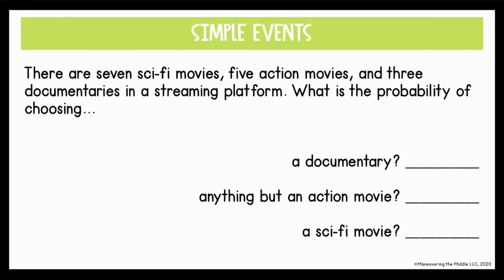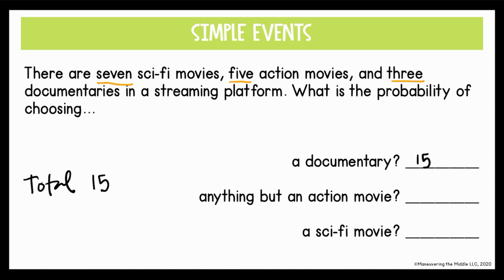In the next example, it says that there are 7 science fiction movies, 5 action movies, and 3 documentaries in a streaming platform. What is the probability of choosing a documentary? Well, first I'm going to look at my information. I have 7, 5, and 3 different types of movies. And so I'm going to find the sum of that, which will give me 15. So I know that's my total outcomes.